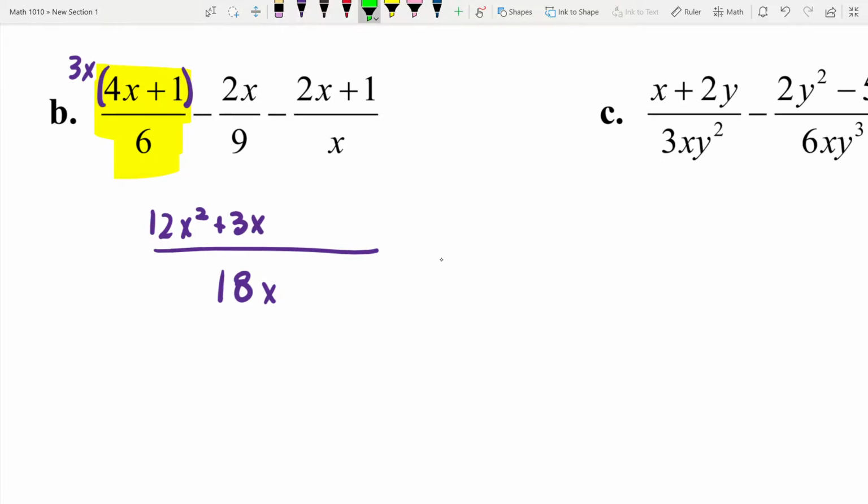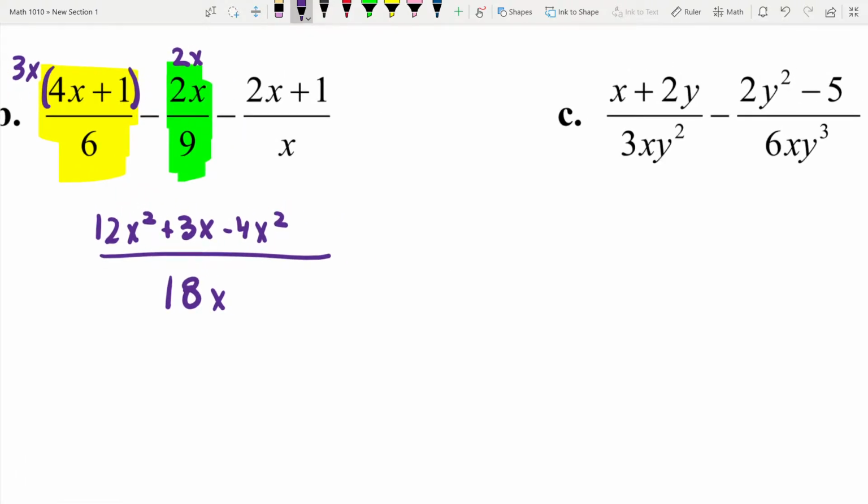Look at the next fraction. This is going to be on your quiz, by the way. What do I multiply by 9 to get 18? A 2, and it also has to have an x with it. A negative 2x times 2x is a negative 4x squared. The third guy right here, he's got the x, but he's missing the 18. So I'd have to multiply the bottom by 18.